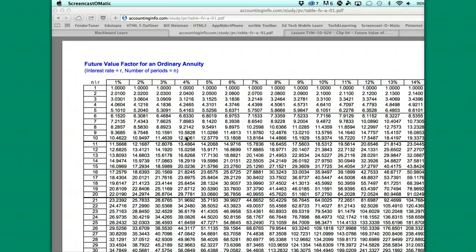And then since we're talking about not putting in money just once and watching it grow, we're going to be putting money in on an annual basis. So that's where the annuity concept comes in. So future value of an annuity. And again, we have our percentages up top and we have our periods of time down the left side.